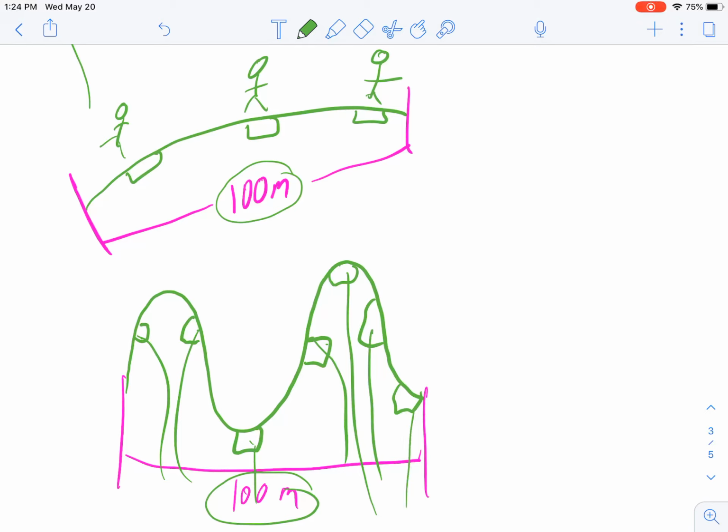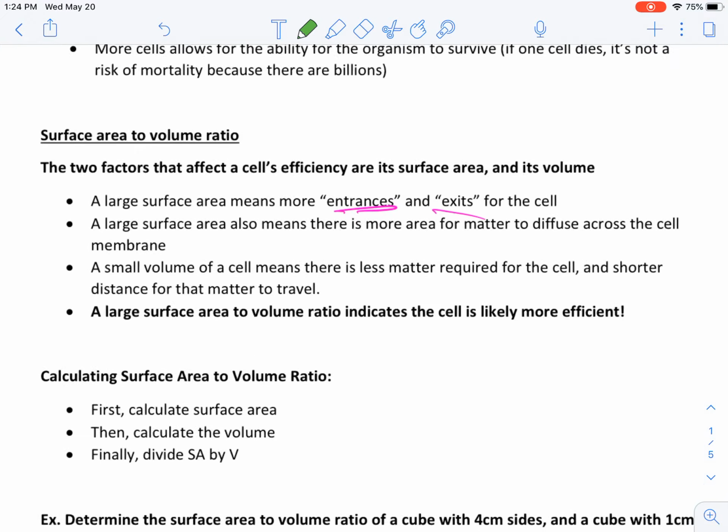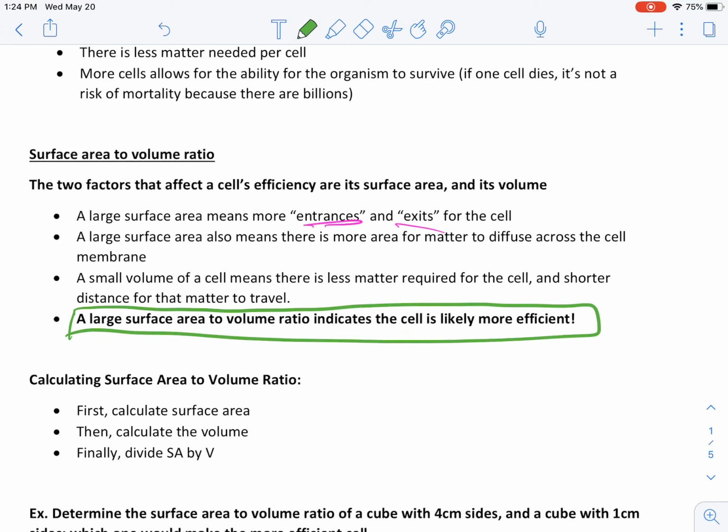That's the same with cells. If you have more entrances and exits for the cell, then things can get in and out of it a lot easier. Gives it more area to diffuse. Then a small volume obviously means we have less matter. So the more entrances you have for a smaller cell, the better. Therefore, a large surface area to volume ratio indicates that that cell is more efficient and more effective at surviving and at exchanging matter and just doing all that life functions include.